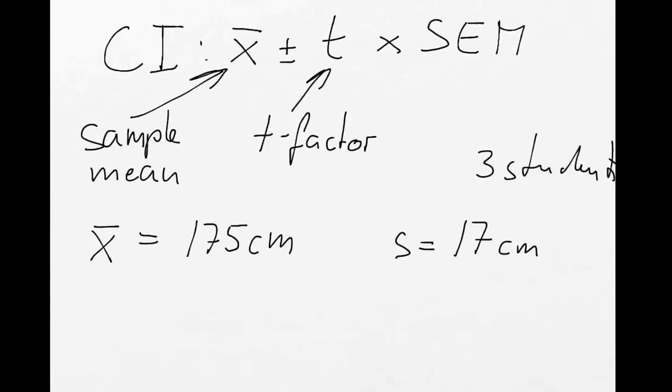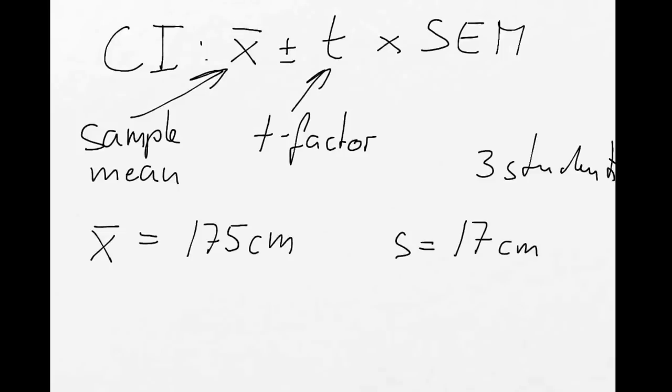So what can we do with that? Can we, from these 2 data, can we say with some confidence, with some certainty, what the average height of all the students on campus is? That is actually what this confidence interval tells us.